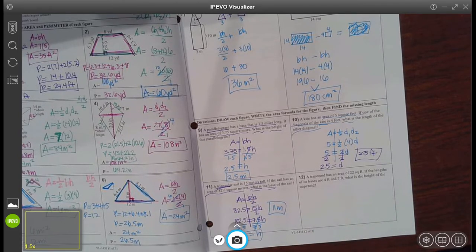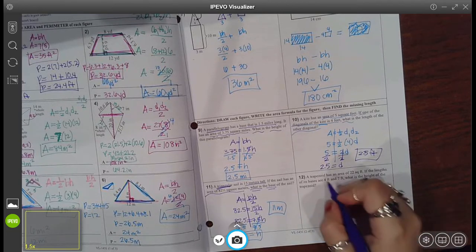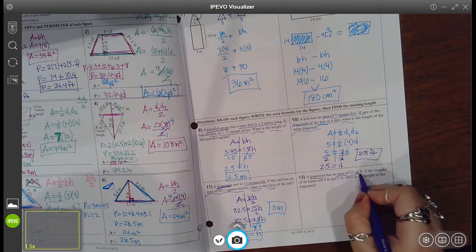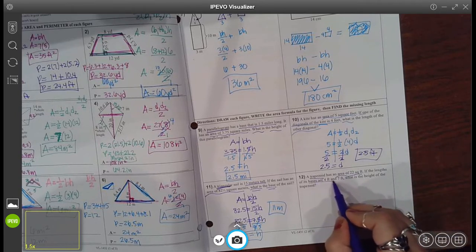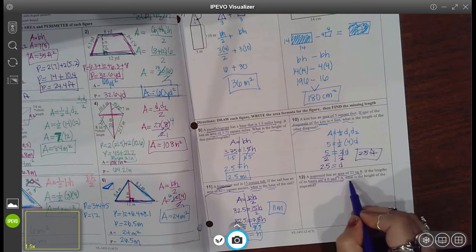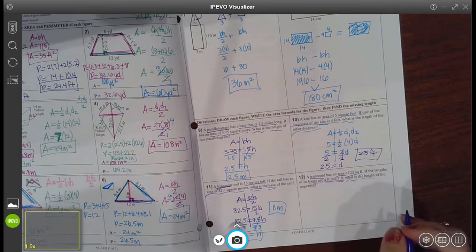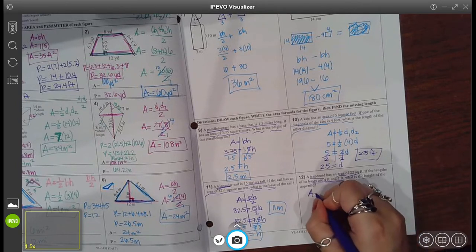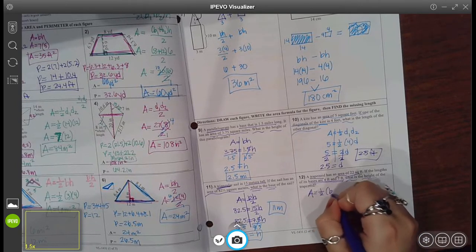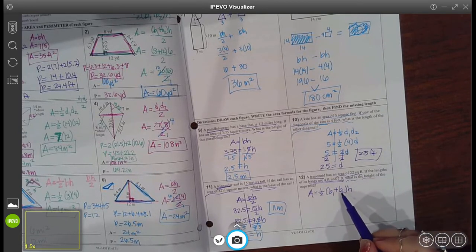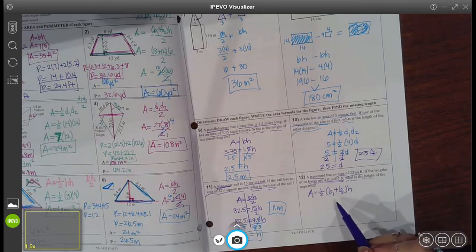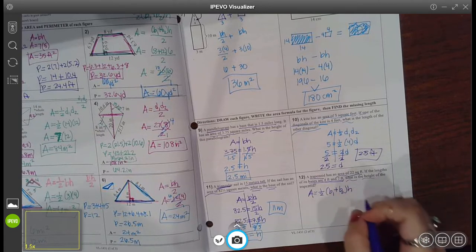Okay, finally on this page, our last one says it's a trapezoid with an area of 22 square feet. If the two lengths of its bases are 4 and 7 feet, what is the height of the trapezoid? Okay, so the area of a trapezoid, that formula is 1/2 base 1 plus base 2 times the height. Or you could have done base 1 plus base 2 times the height all over 2 if you didn't want the 1/2 in front.